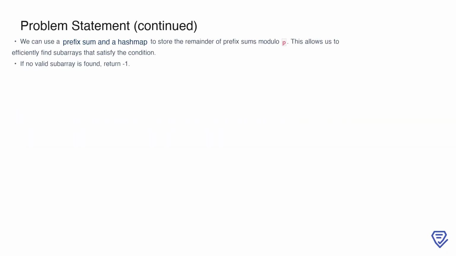To tackle this efficiently, we can use a combination of prefix sums and a hash map. The prefix sum allows us to calculate the cumulative sums of the array, while the hash map stores the remainders of these prefix sums modulo p. Using this structure, we can quickly find subarrays that meet the condition of having a sum equal to the remainder. If no such subarray is found after processing the entire array, we return -1. This combination of prefix sums and hash map ensures that our solution is both efficient and scalable for the given constraints.